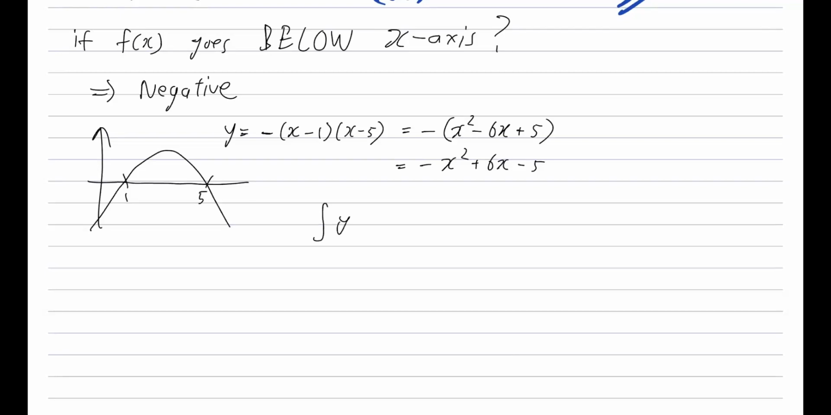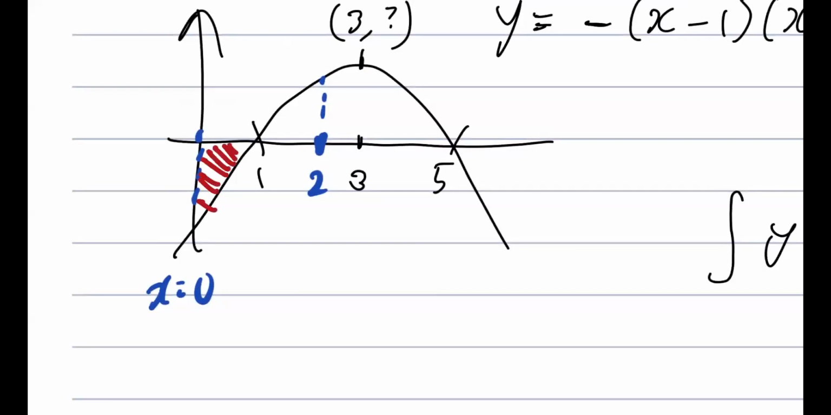If I integrate this y function from, let's say, what is this? 1 plus 5 is 6, 6 divided by 2 is 3. In the middle here is 3 comma something. If I go a little bit to the left, let's say here 2, and here is x equal to 0. If I want to find the total area of this part and that part, maybe I label it differently. I label this as region A, region B.